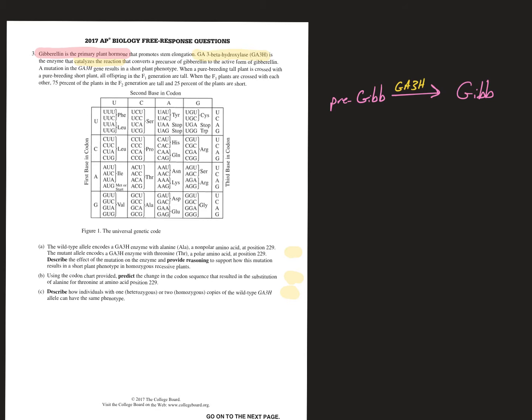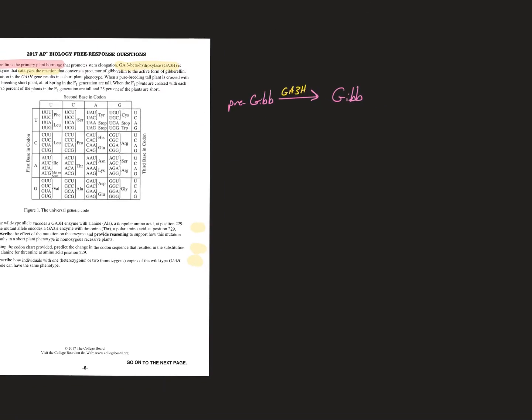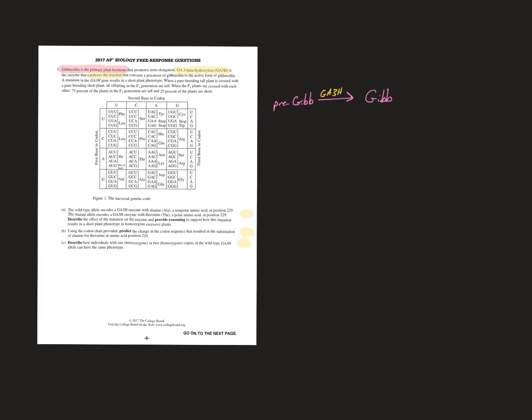The mutation in GA3H results in a short plant phenotype. So now gib, what's the result of that, by the way? I guess I should label it hormone, because this is an enzyme and gib is a hormone. When this hormone is present, that equates to tall plants, right? Why? Because it increases elongation, increases growth, height. Okay.